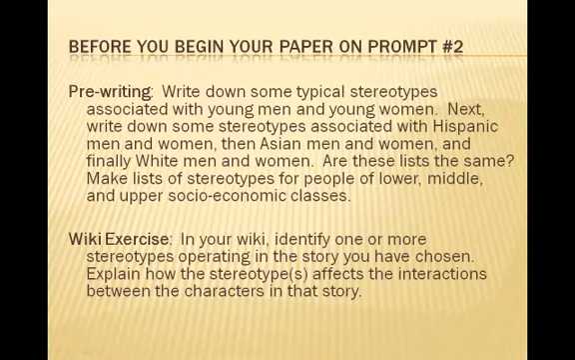If you pick Prompt 2, your wiki exercise is to identify one or more stereotypes operating in the story that you have chosen. Write a paragraph and explain how the stereotypes affect the interactions between the characters in that story.